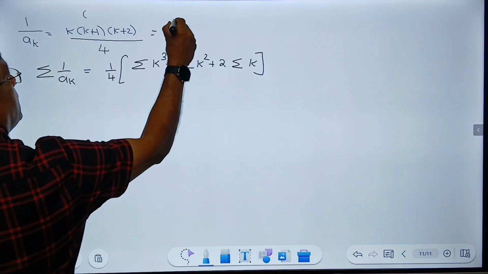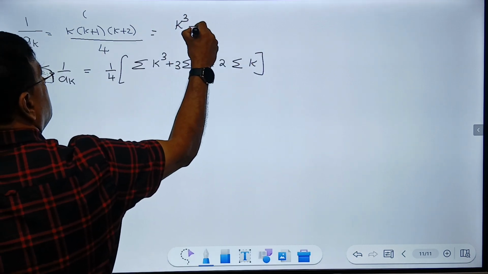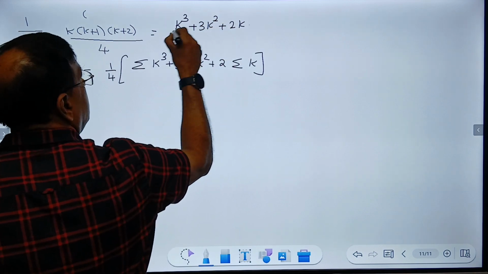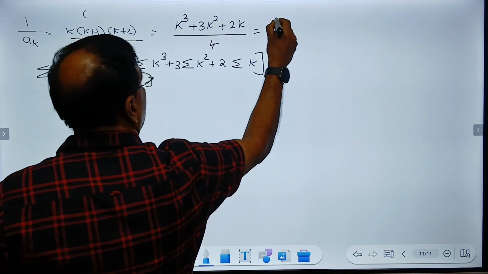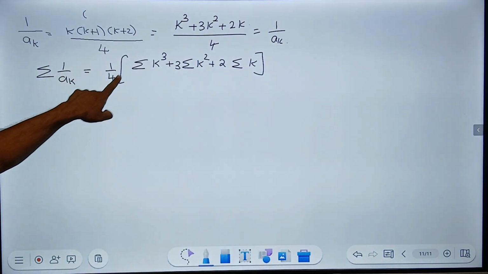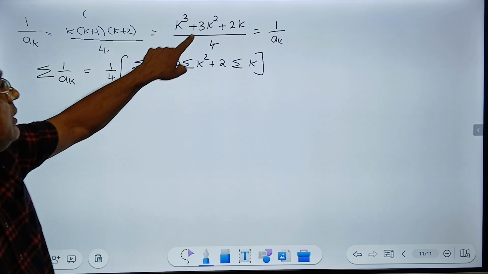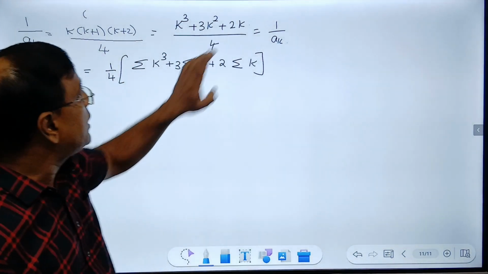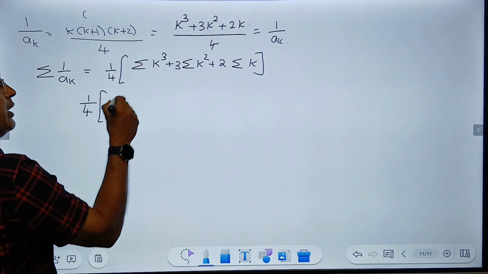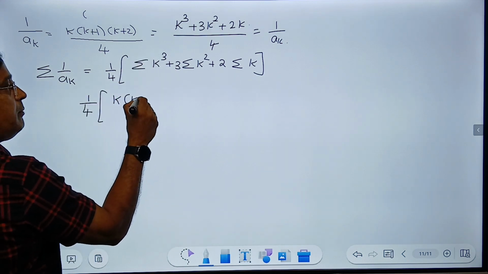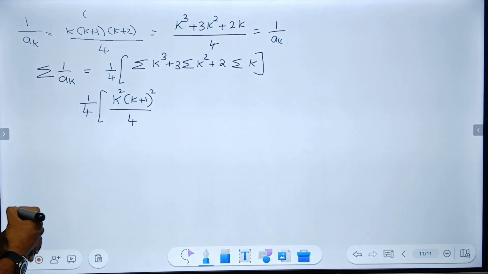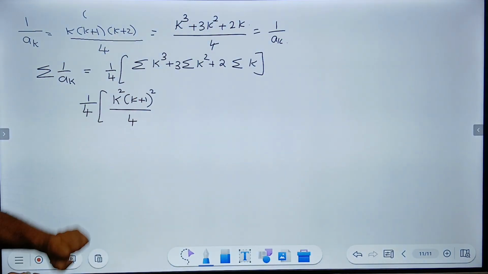Actually, you can open this bracket. This will be ak cube plus 3k square plus 2k divided by 4. This is 1 by ak. So sigma 1 by ak will be 1 by 4 sigma k cube plus 3 times sigma k square plus sigma k. But you already know, we have done this many times, sigma k cube is k into k plus 1 by 2 whole square, k square into k plus 1 whole square by 4.